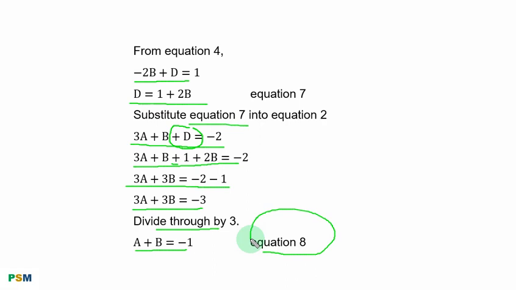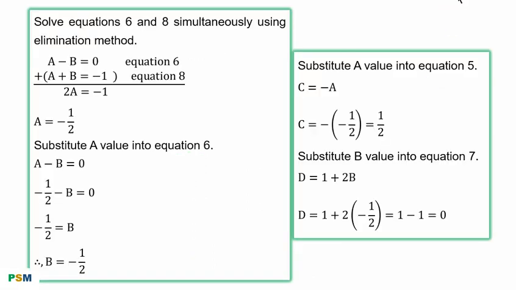We have achieved the second equation with the variables a and b. So now we are to solve the 2 equations simultaneously for a and b first before we solve for c and d. Solve equations 6 and 8 simultaneously using elimination method. You have equation 6, equation 8.